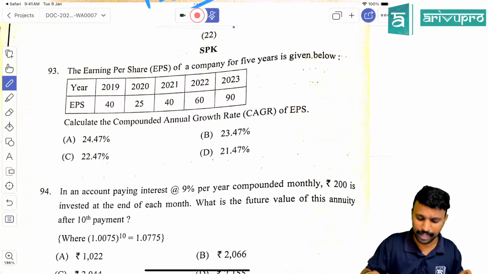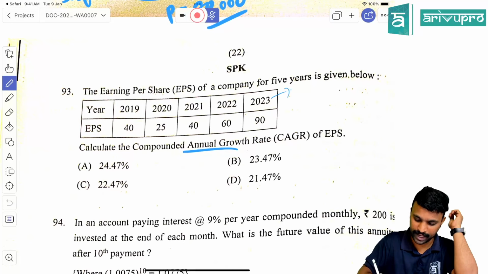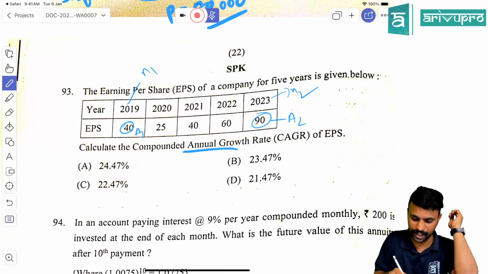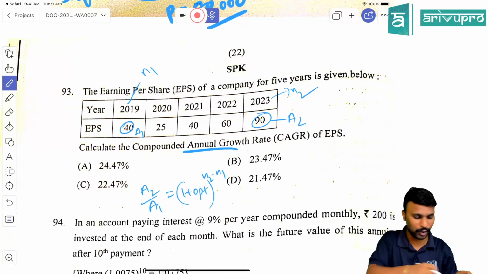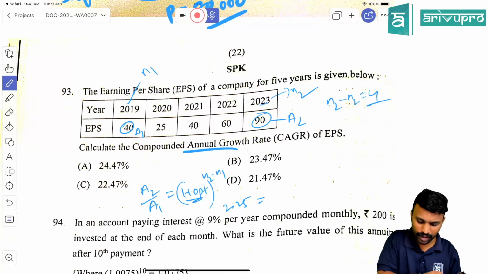Next, 93rd question. They're asking us to find the CAGR. So CAGR, if you want to find out what is N2, this one, and N1 is this, and this is A2, and this is A1. The shortcut for finding out CAGR is A2 by A1 should be equal to 1 plus option whole power N2 minus N1. What is A2 by A1? 90 divided by 40 is 2.25. Now 1 plus option raised to the power N2 minus N1 is how much? 2023 minus 2019 is 4. Correct? Now 1 plus option.